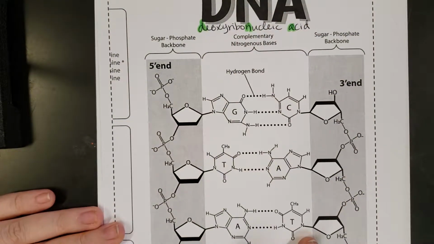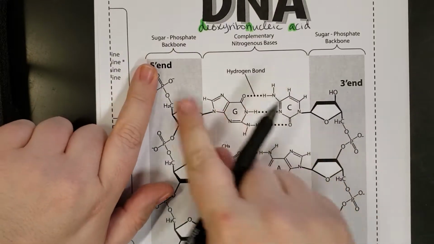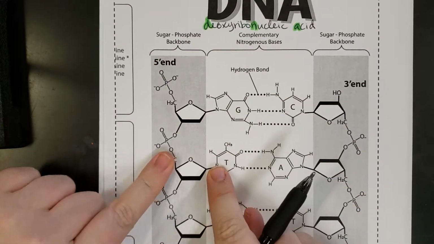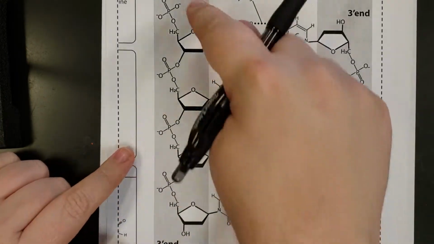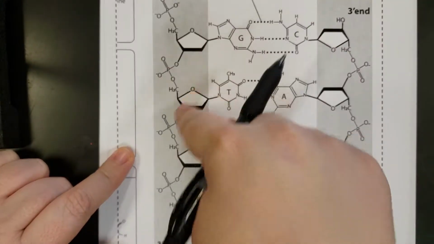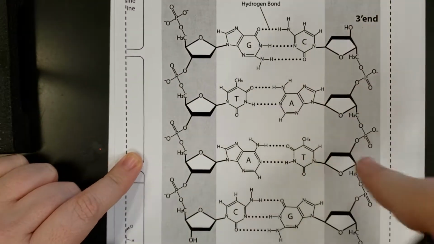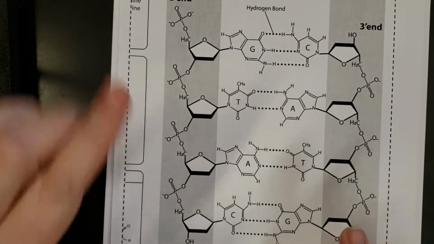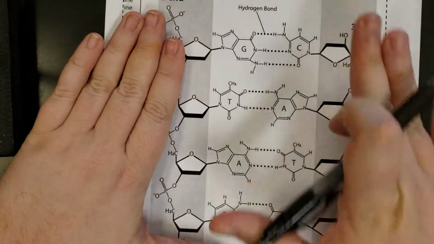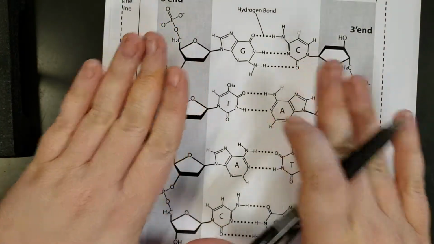So here's our strand of DNA. And each part right here is one nucleotide. So in this section, we have 1, 2, 3, 4, 5, 6, 7, 8 nucleotides. 4 connected on this side, 4 connected on this side, and then they're connected in the middle.